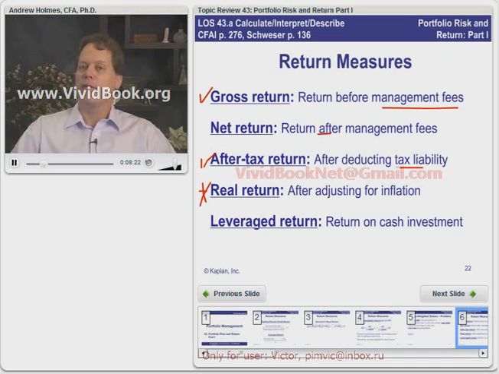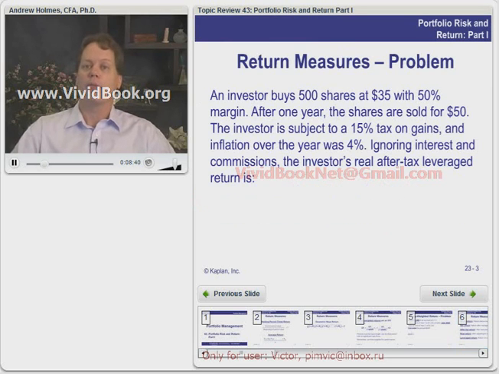And then leverage return means the return on cash invested. Okay, so, and we can have all of these come into play in a single question, right? We could think about the fundamentals of the security. It changes in value, but we're using margin and we have to pay taxes and there's some inflation and all those types of things. So we can have a problem like what you see here that actually gets fairly involved.